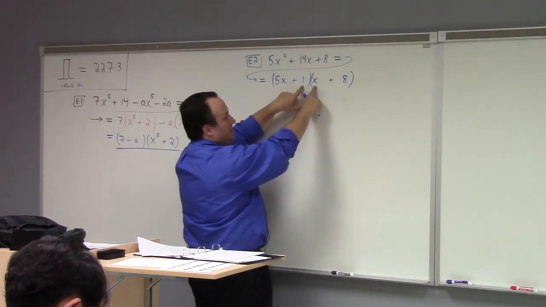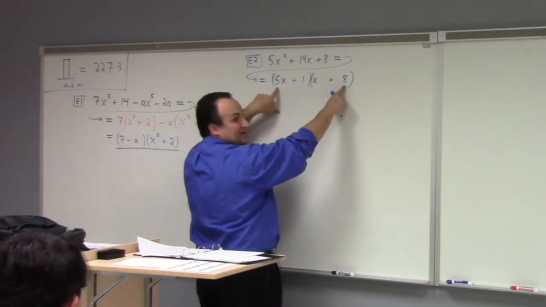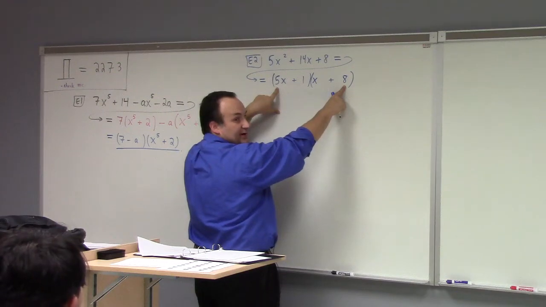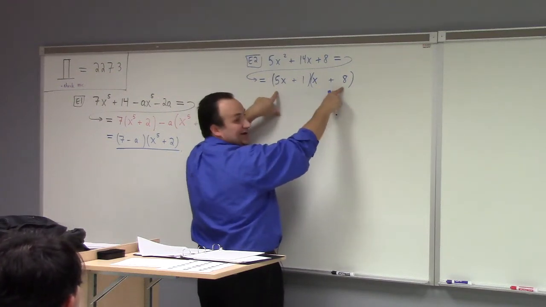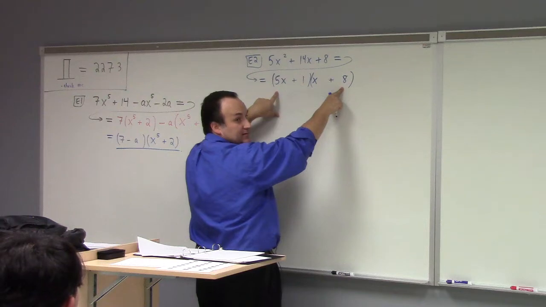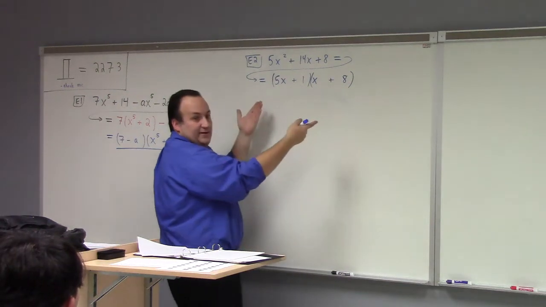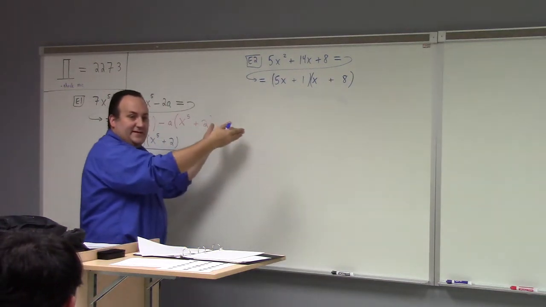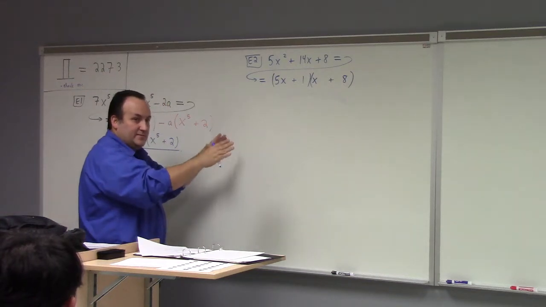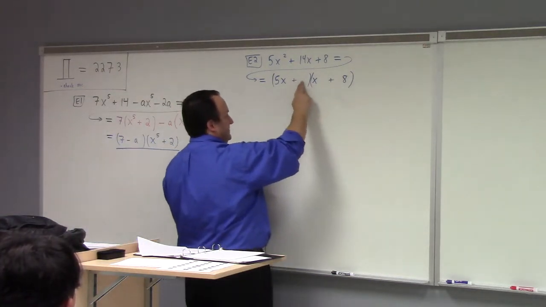X plus what? 5 times 8 is 40. So this would be 41x. So this is not right, right? So I guessed something. I checked it. It didn't work. So what do I do? I go, nope, that's not it.